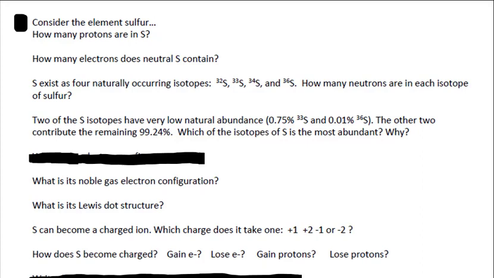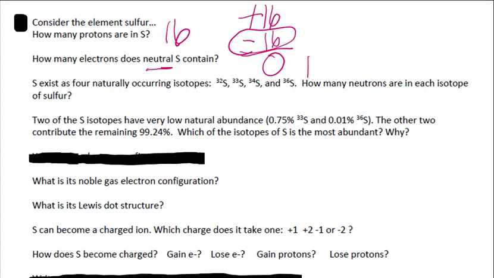For this next question, I need you to look at your periodic table and find sulfur. Should be atomic number 16, so that tells me that I have 16 protons. If it's neutral, that means if I have 16 positives, how many electrons do I need to be neutral and have a 0 charge? It's got to be 16. Right? 16 positives, 16 negatives will give me a neutral charge.